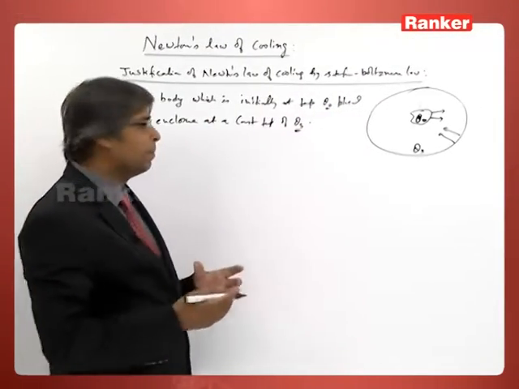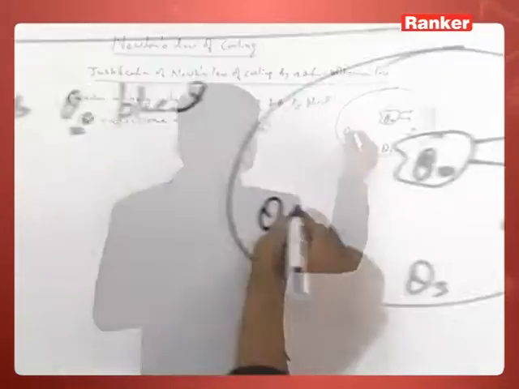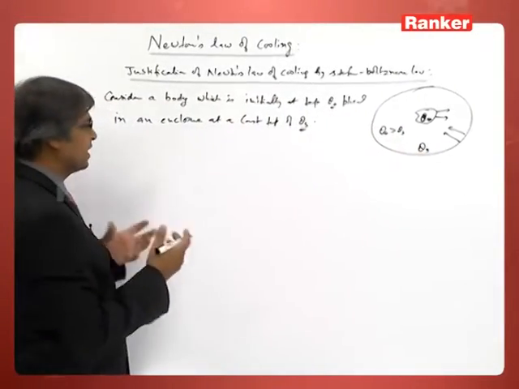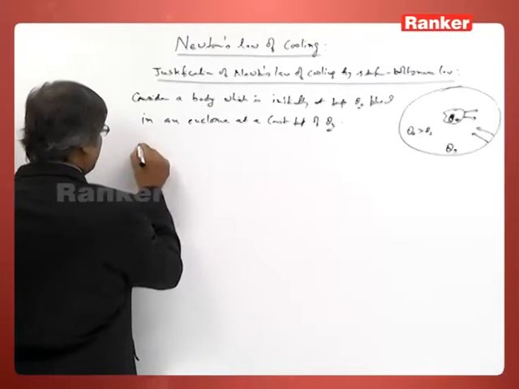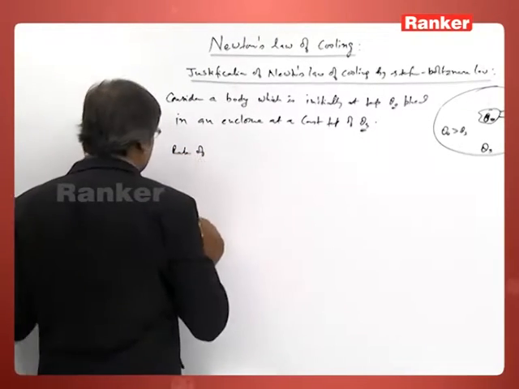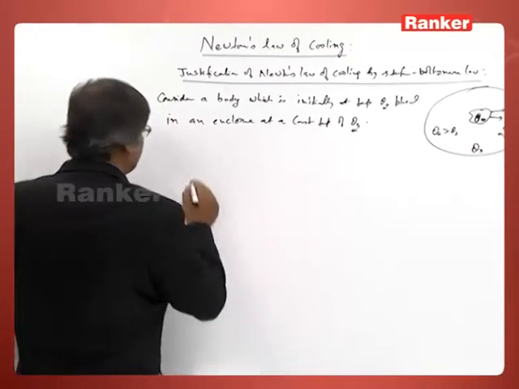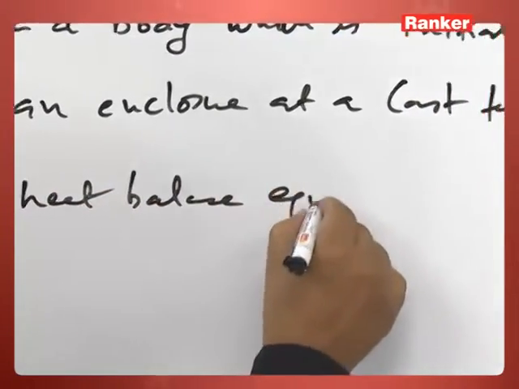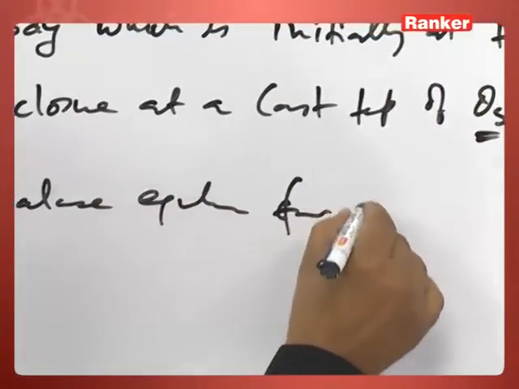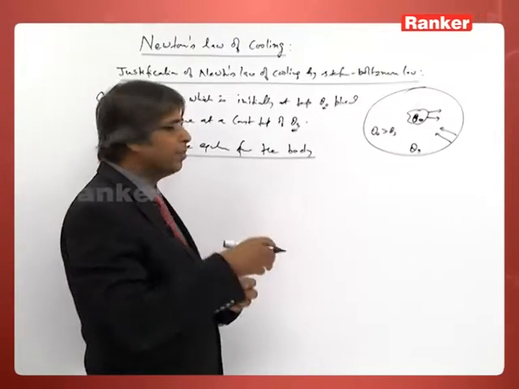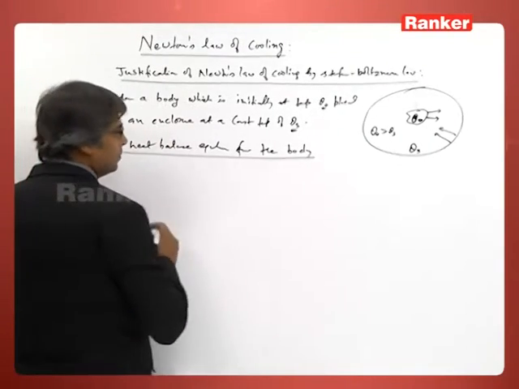Initially it is very high. So, theta naught is higher than theta s. So, this is what it is losing energy. So, let us write down the heat balance equation for the body. So, you see the amount of energy radiated is the amount of energy absorbed.